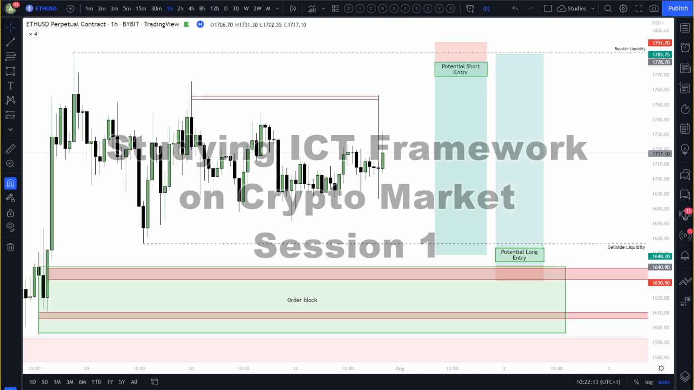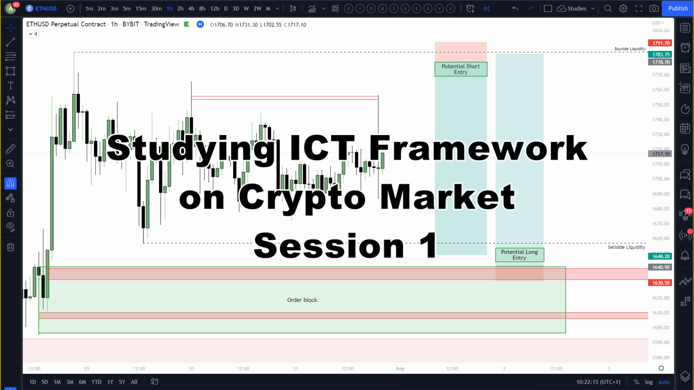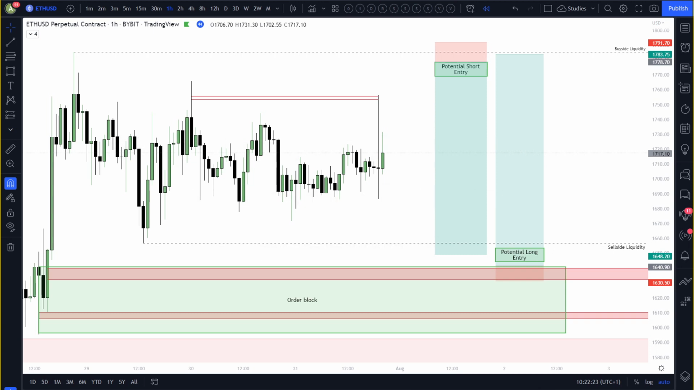I'm studying the ICT trading framework, and since I didn't see too many people using it on the crypto market, I decided to make my own studies and test ICT on crypto, whether it works, how it works, whether it helps us to identify opportunities according to basic ICT models, or if it doesn't, then I would like to see how we can adjust the ICT framework to crypto.